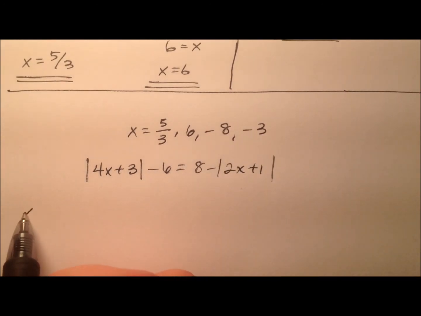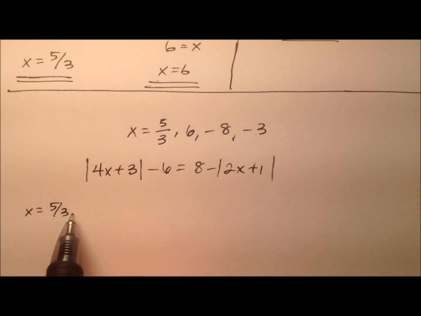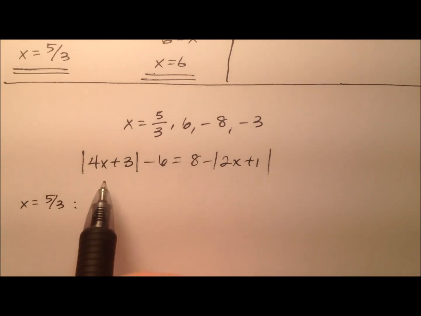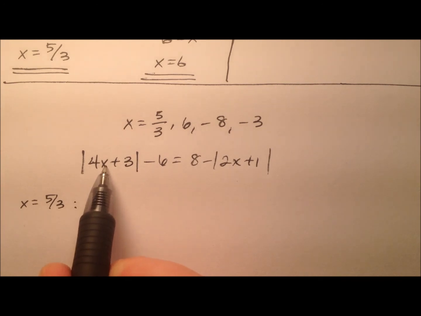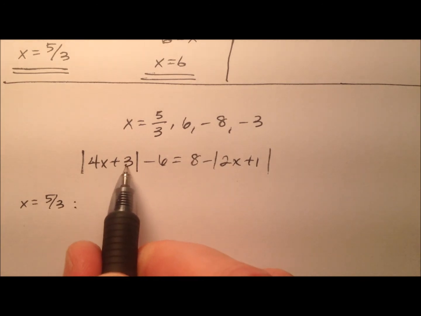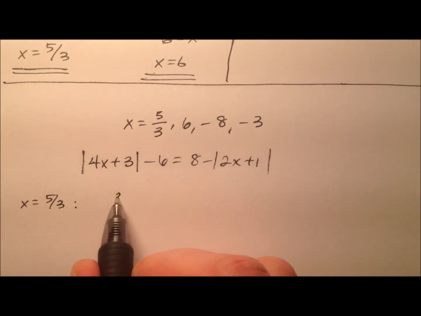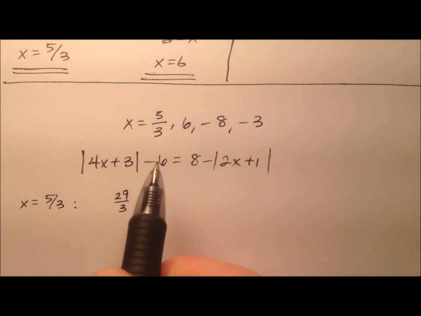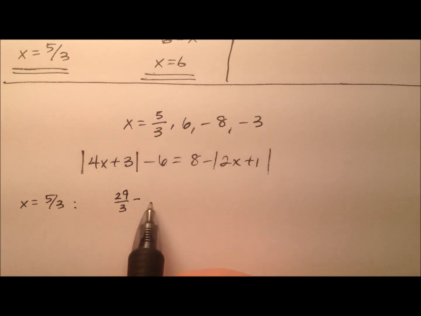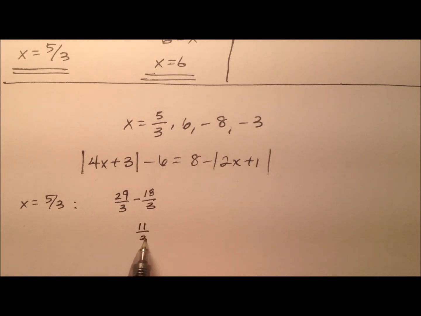Okay, let's try x equals 5/3 first. In this absolute value, 4 times 5/3 will be 20/3, and 20/3 plus 3 will be 29/3, and the absolute value of that is positive 29/3. And from that we'll subtract 6, which is 18/3. So I'll have 11/3 on that left side.